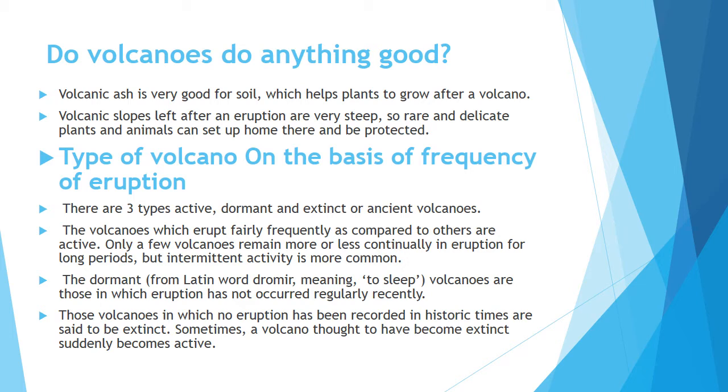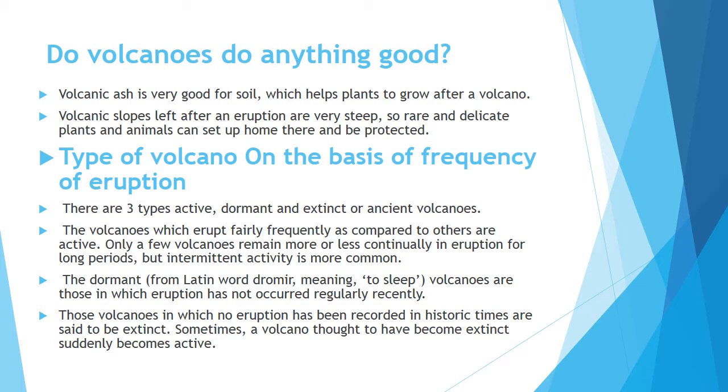Type of volcano on the basis of frequency of eruption. Now, how is the frequency of that particular volcano in that particular area? How frequently has it occurred, or after how much time, on how regular a basis does this volcano erupt? Based on this, it is divided into three types. First is active, second is dormant, and third is extinct, or extinct can also be said as ancient volcanoes.